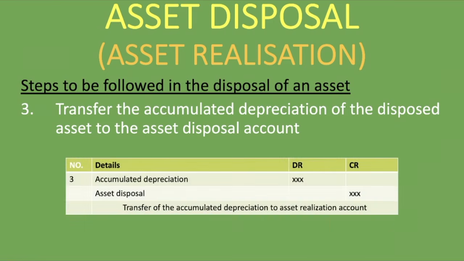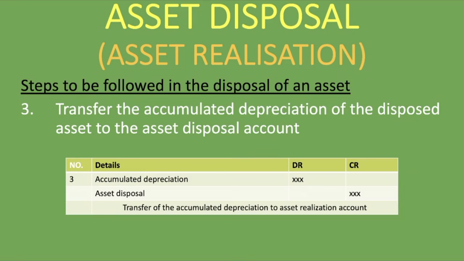Here's the journal entry that you'll do: debit accumulated depreciation and credit asset disposal account. And that's the amount that you'll put there. The full depreciation of this particular asset from the date you bought it until the date at which you are disposing of this particular asset. And the narration I put there is transfer of accumulated depreciation to the asset realization or asset disposal account. I hope that has made sense.